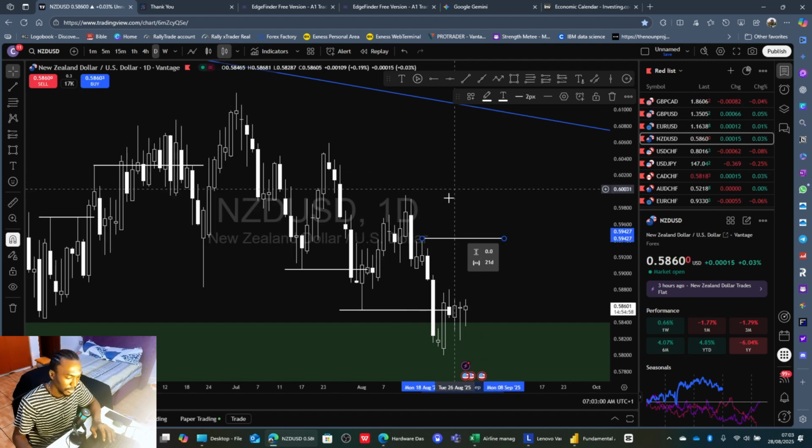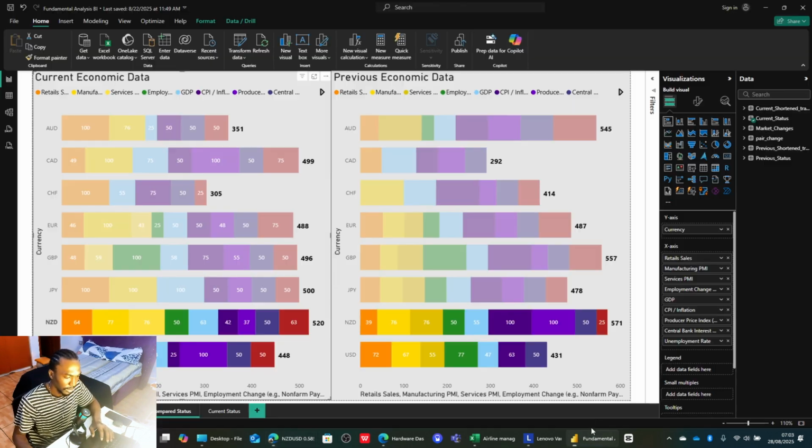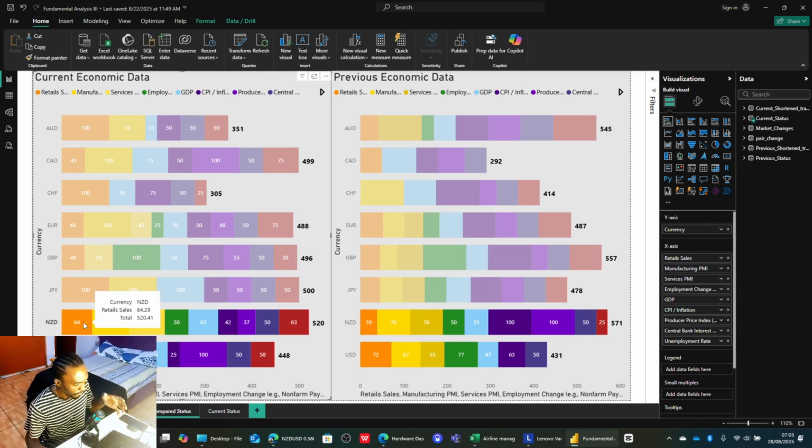And that is talking about the fundamental, right? The fundamental aspect of the whole situation is this: the retail sales for the New Zealand dollar had better information recent. Now this is the most recent economic data on the left, and then on the right we have the previous economic data for those specific economic situations, right? Now, talking about retail sales, they had better than expected numbers.